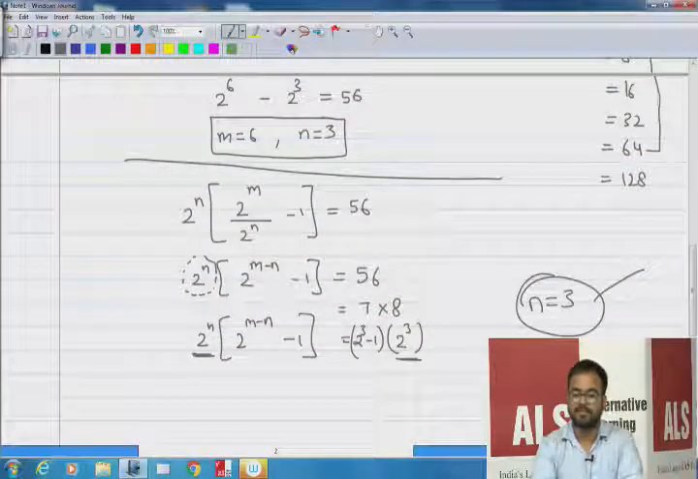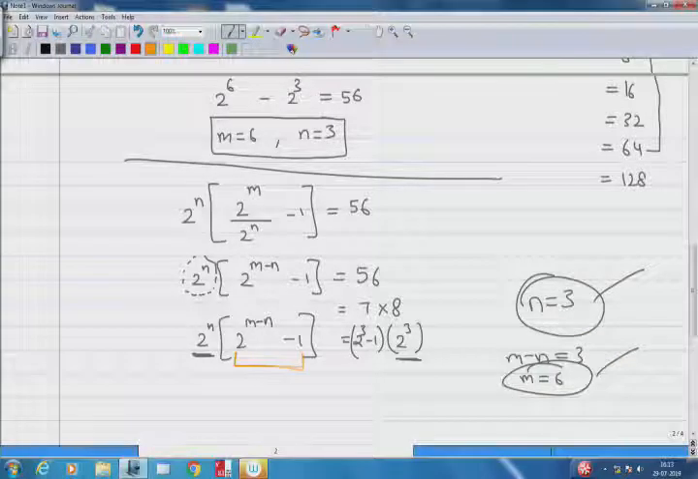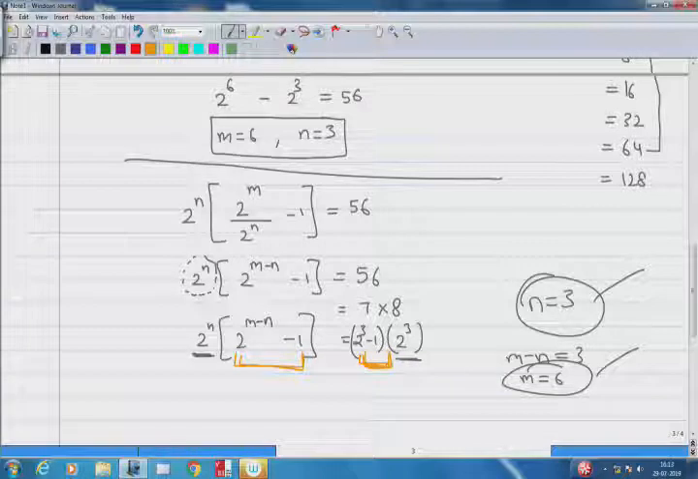M minus n is equal to 3. On comparing this part and this part, this is 2 power 3 and this is 2 power of m minus n. So on comparing, m minus n is equal to 3 and n is already 3. So if you put n is equal to 3, you will get m is equal to 6. Got it?